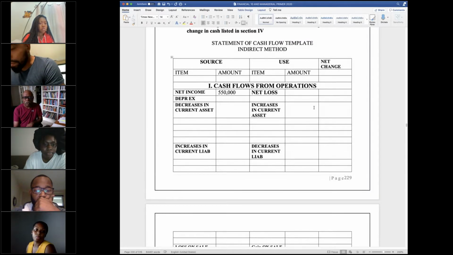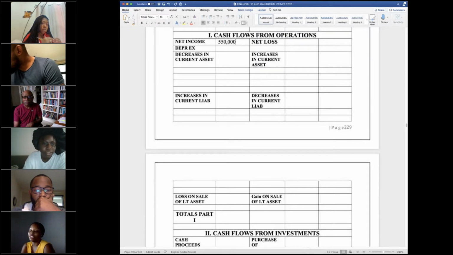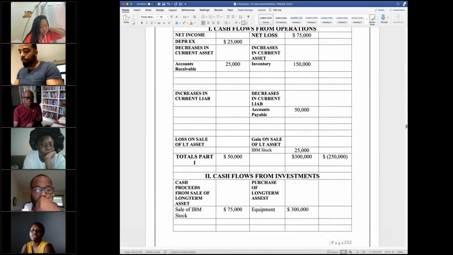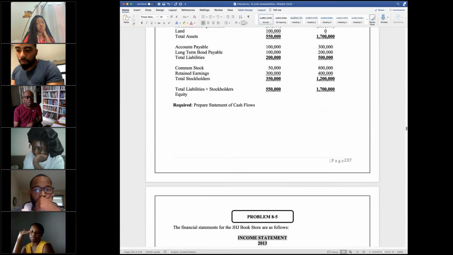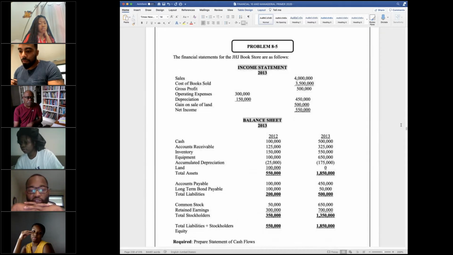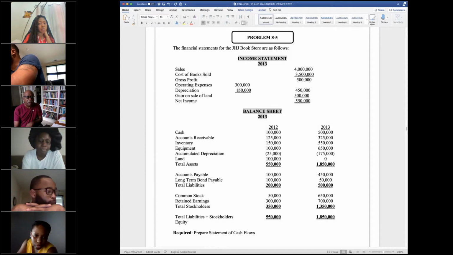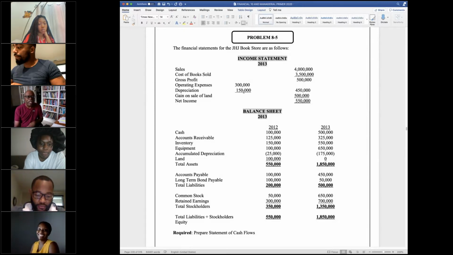The third thing I told you to do was what? Depreciation. I told you to put the depreciation on. So we're going to go down here to our problem. And we can get our depreciation from two places. We can get it from the income statement. I put it here so it's easy. Or you can take the difference between the accumulated depreciation. And that's 150.